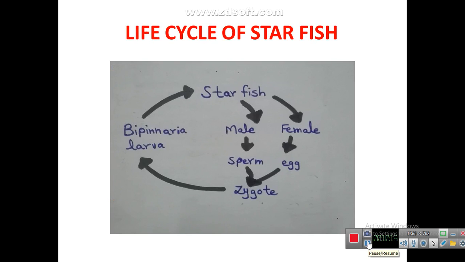Life cycle of the starfish: male and female. Male produces sperm, female produces egg. Sperm and egg fuse together to form a zygote. The process is known as fertilization. The zygote will develop into a larva known as bipinnaria larva, which develops into an adult starfish.